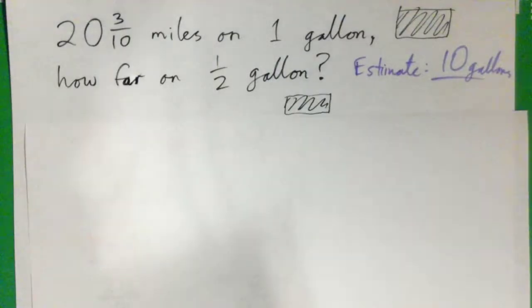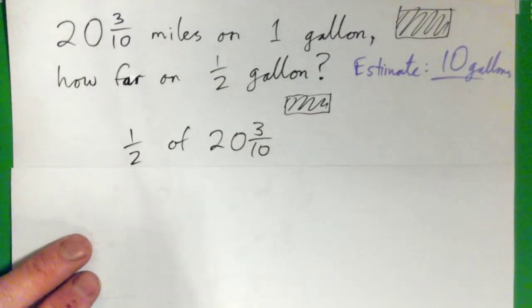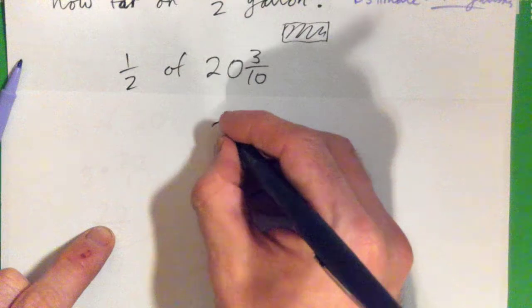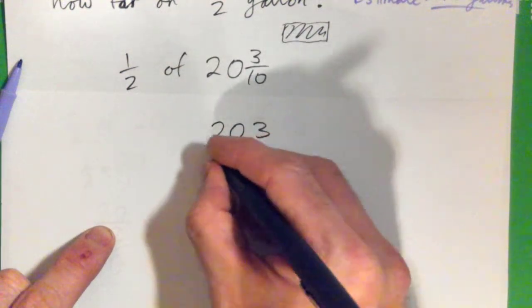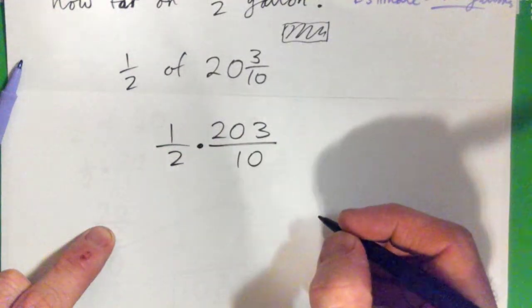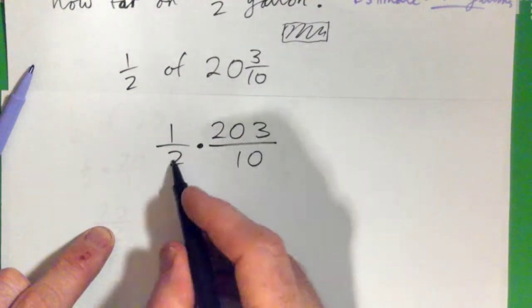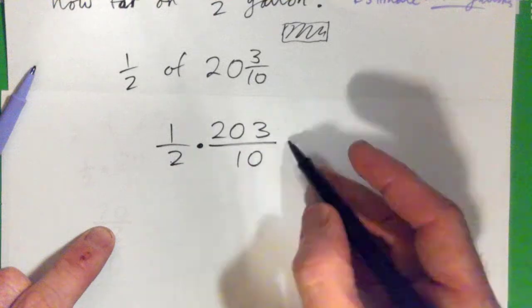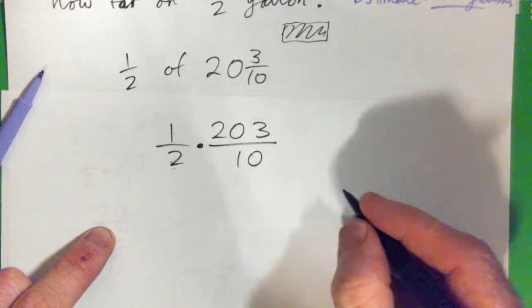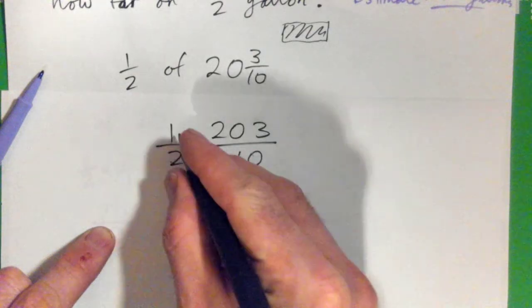Right. So the other way to get a half of 20 and 3/10 is to turn it into an improper fraction and work it that way. So 10 times 20, 200. 200 plus 3, 203. So this becomes 203/10. And it's times 1/2. So you've got a half times that. Now nothing cross cancels because look, 2 is even, this is an odd number. That won't work. 10 won't go into there evenly.